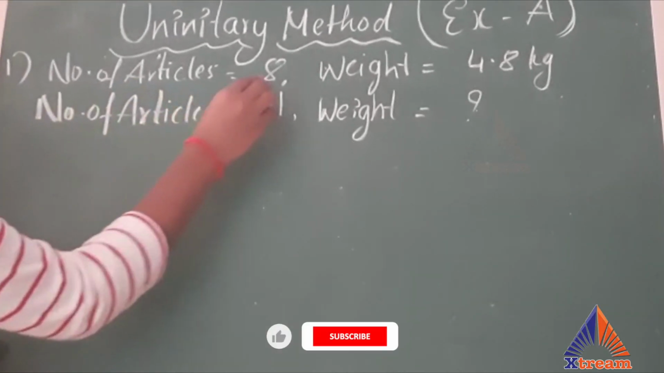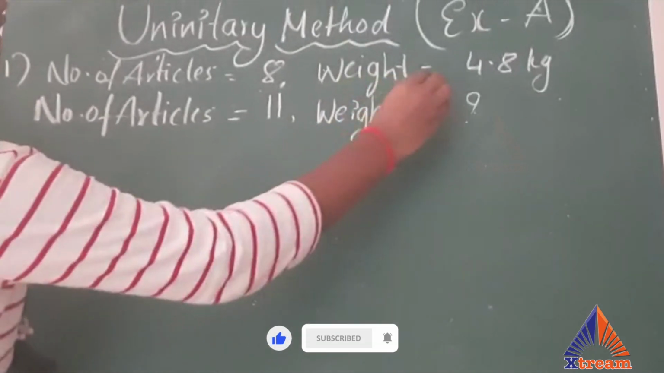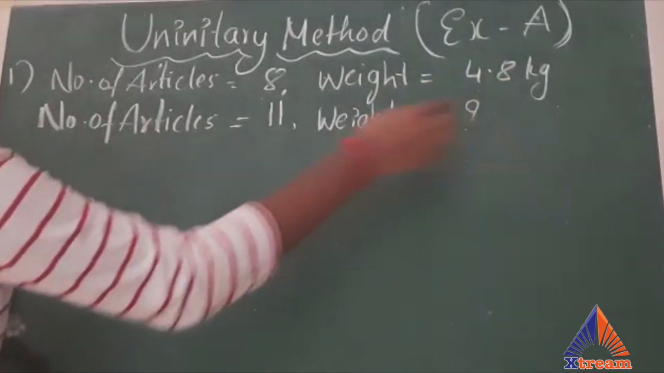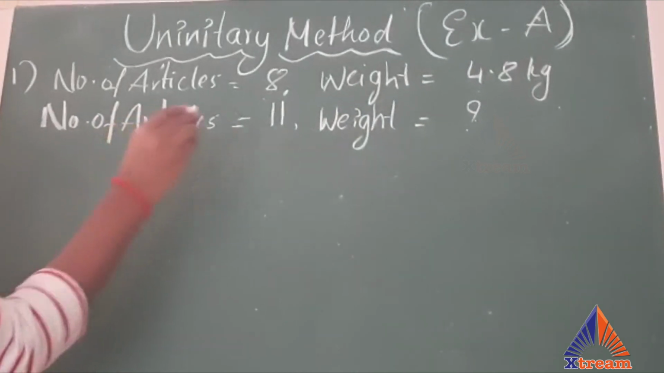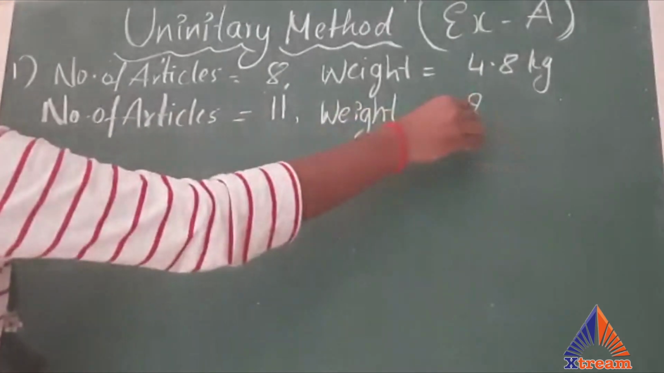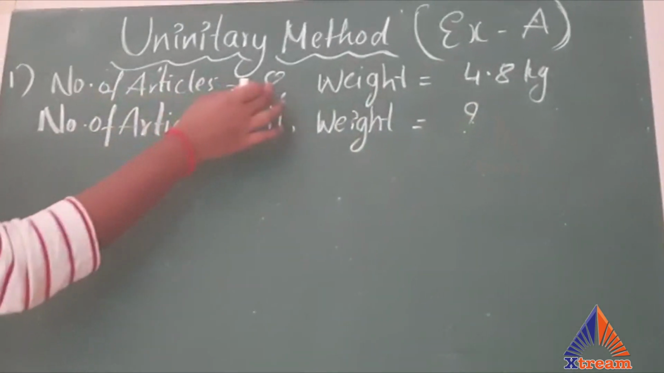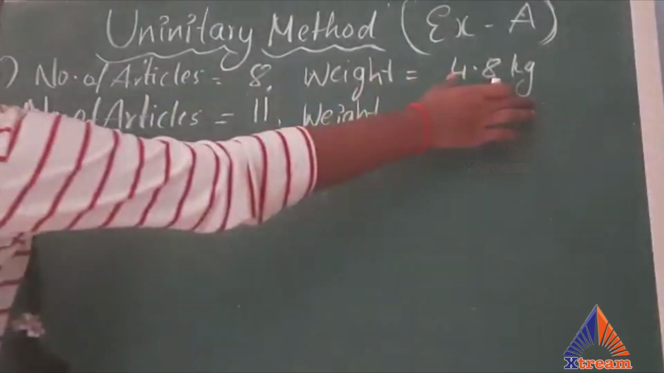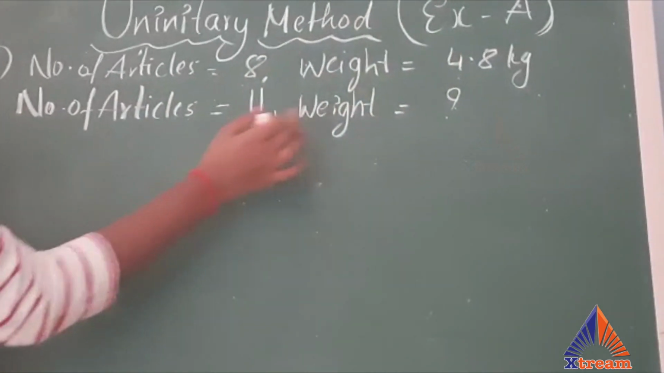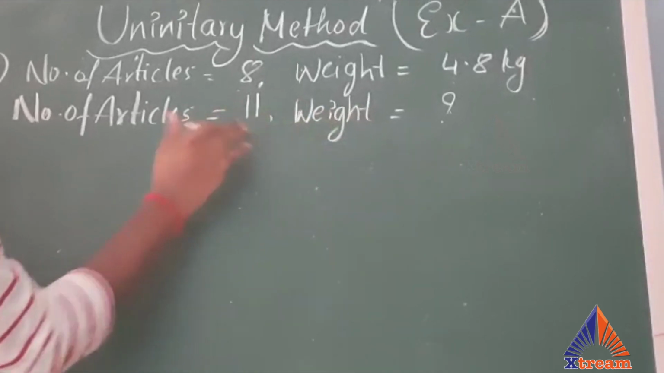Number of articles are 8 and the weight of the articles is 4.8, and number of articles is 11 and the weight is question mark. So here the weight of 8 articles is 4.8 kgs. They are asking us to find the weight of 11 articles.